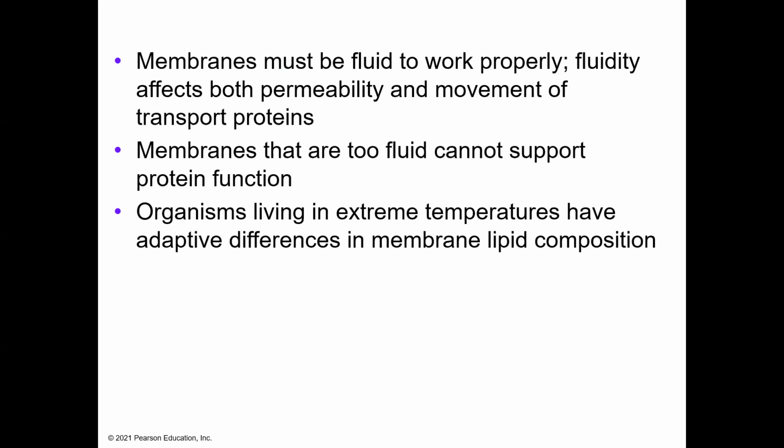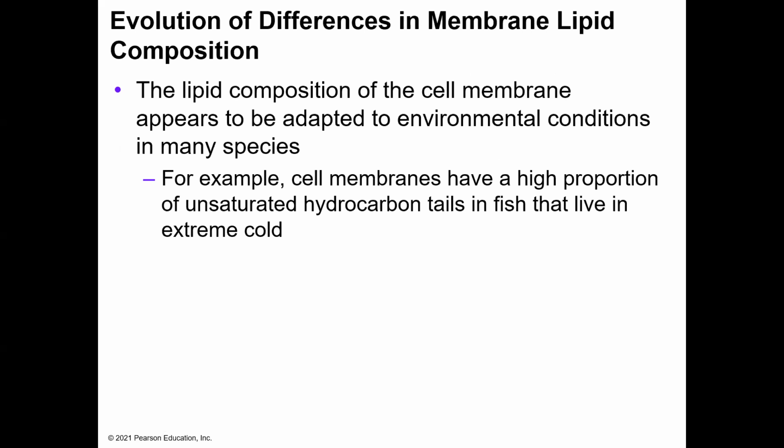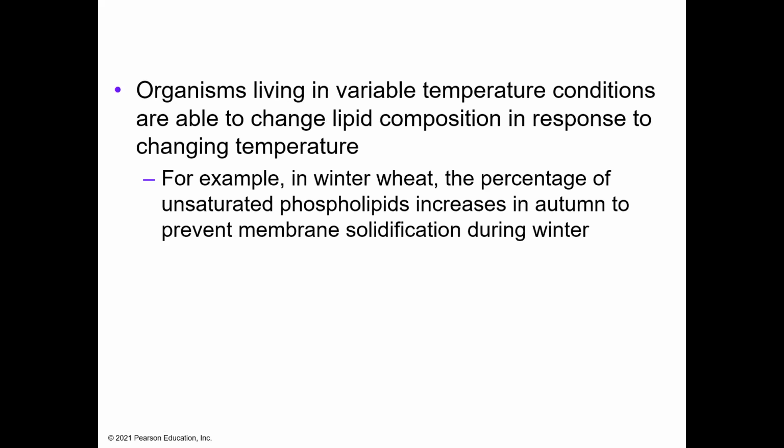So, organisms that live in extreme temperatures have adaptive differences in membrane lipid composition. They have adapted to different environmental situations. And so the evolution of the differences in membrane lipid composition allows for certain organisms to survive in different habitats. For example, cell membranes have a high proportion of unsaturated hydrocarbon tails in fish that live in extreme cold temperatures, which makes sense. They live in the cold, so having more unsaturated phospholipids is more important compared to something that lives in a hotter, warmer temperature.